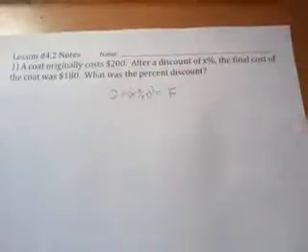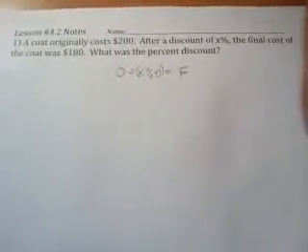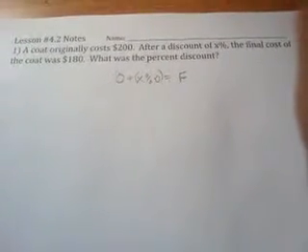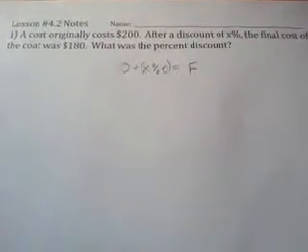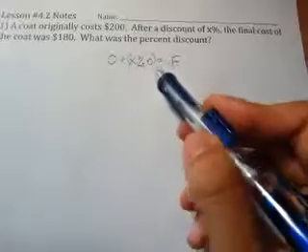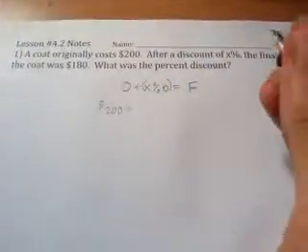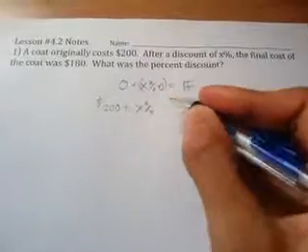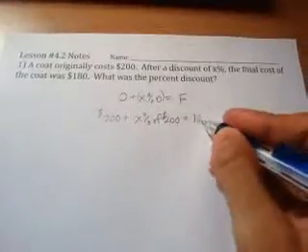So the same thing with this problem, right? It's slightly more challenging. It says a coat originally cost $200. After a discount of X%, the final cost of the coat was $180. What was the percent discount? Okay, so this time, again, all we're going to do is use the formula and see what I can plug in. Do I know the original amount? Yes. So I start with $200, plus, do I know the discount? No. It's X% of the $200. Do I know the final amount? Yes. After the discount, it's $180.